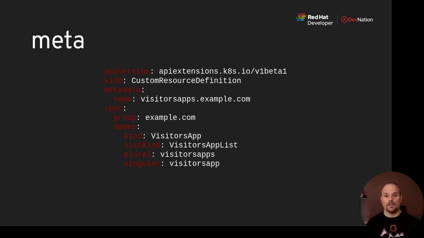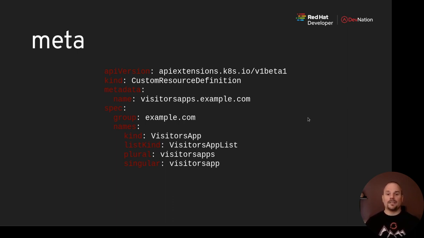So for this, we're choosing to call it our visitors app. And again, this is going to be the resource type that users create to start up and deploy one of these visitors applications. This .example.com here is going to be simply namespacing stuff that we'll see in a little.